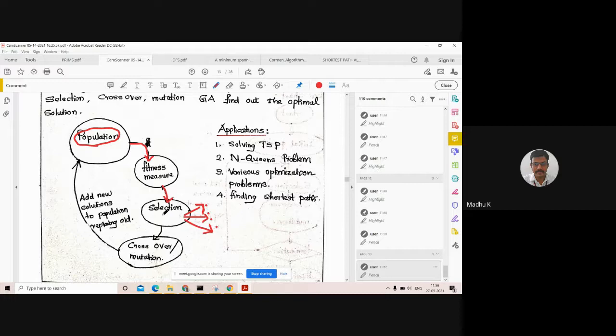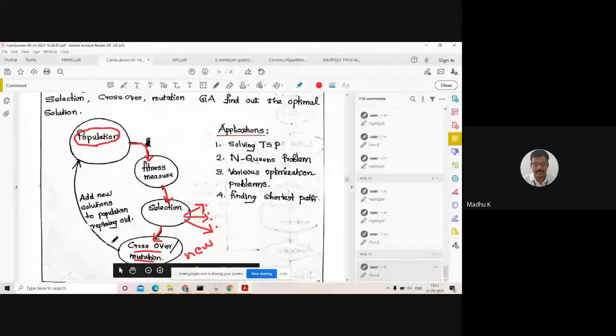Then for what purpose are we selecting the solutions? To perform crossover and mutation, which are further operations. We will mix the solutions to get a new or better solution. For that, we use two operations: crossover and mutation. These operations are applied over the solutions, and then we get new solutions. These new solutions will be better than our old solutions.